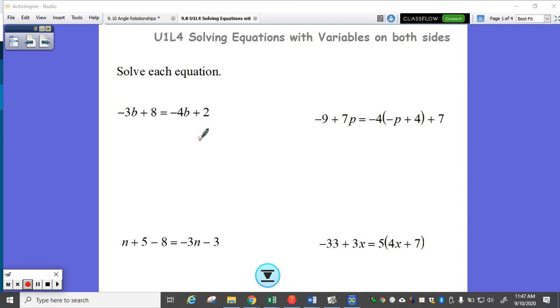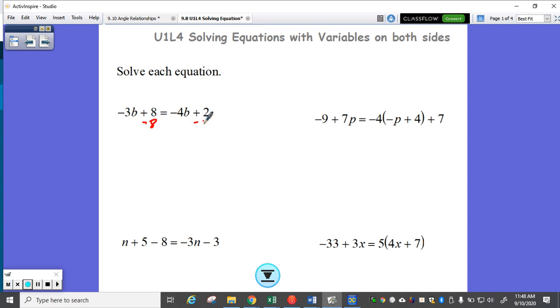Somebody help me out with this first. What do I do here? Okay, so how do I do that? Okay, so let's move this 8 over here first.